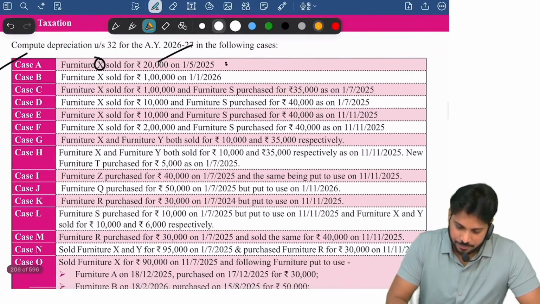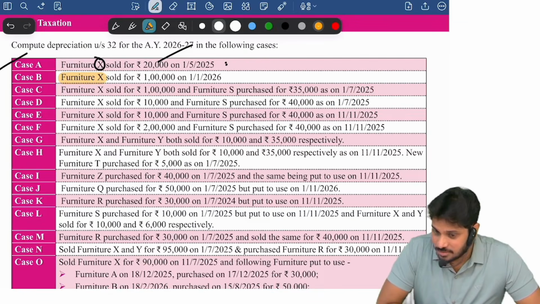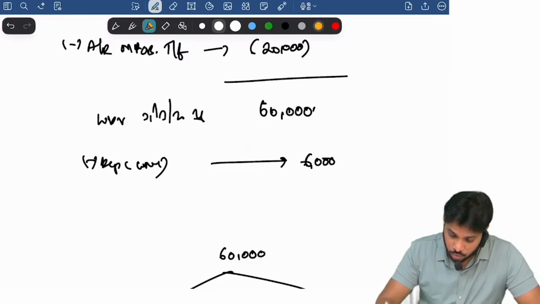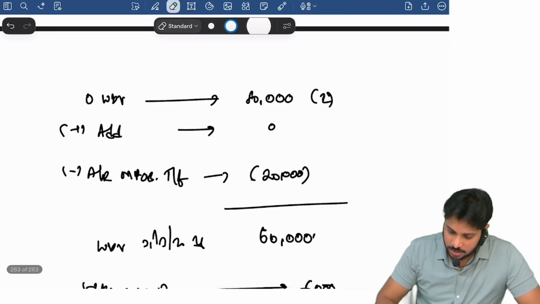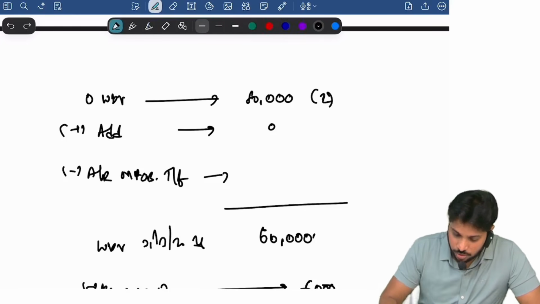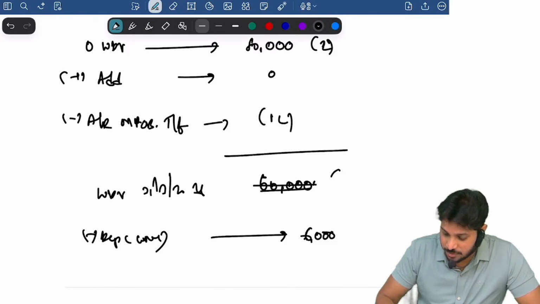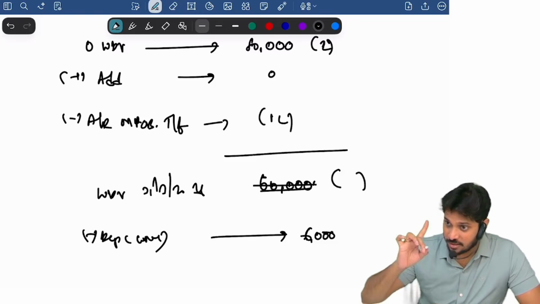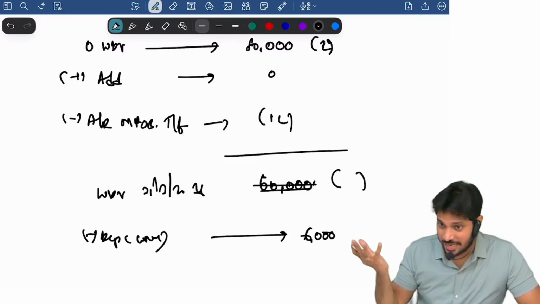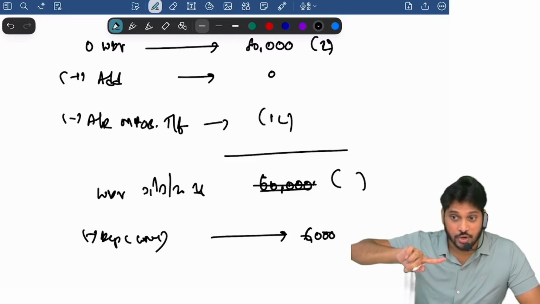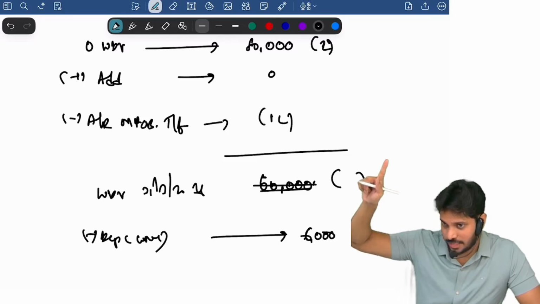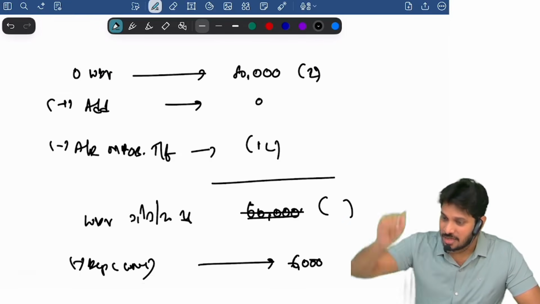Next, case number B. Same furniture X sold for 1 lakh on 1st January 2026. Remember, it was sold within the same year. Now look at case number B, it is sold for how much price? 1 lakh. Now the value is becoming negative. Condition 1: one furniture item is still there as on 31st March, but the value is becoming negative. You cannot apply section 32. When you cannot apply section 32 for a block, you have to apply the capital gains provision, section 50. Correct? Now as per that, the format has to be reversed. First, amount received, how much?